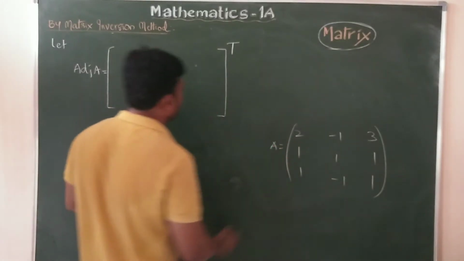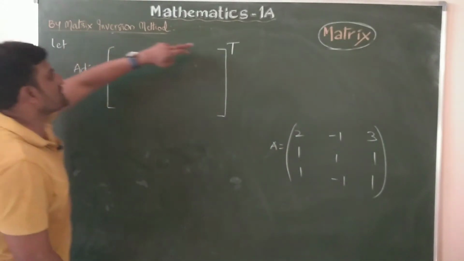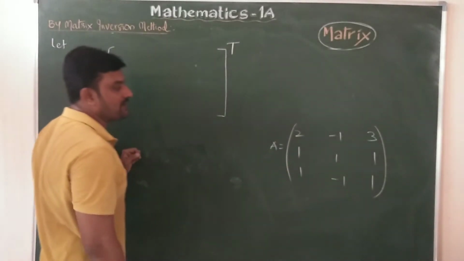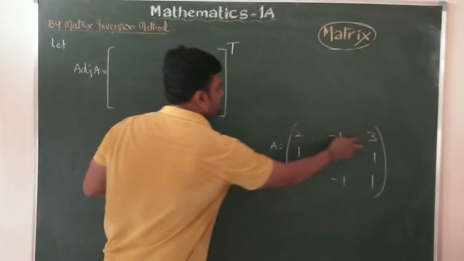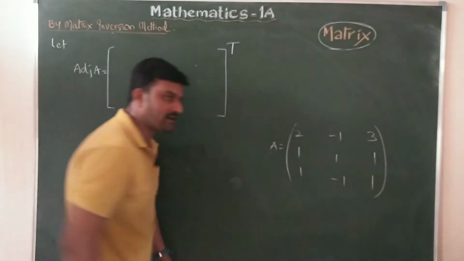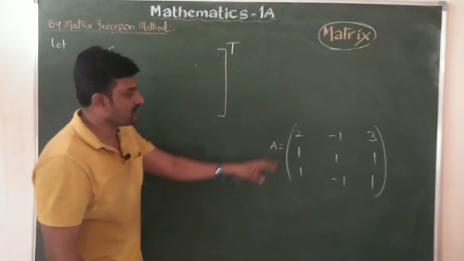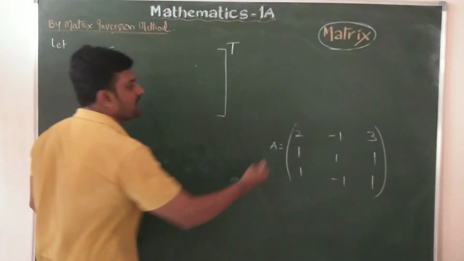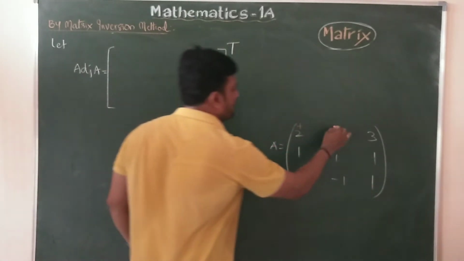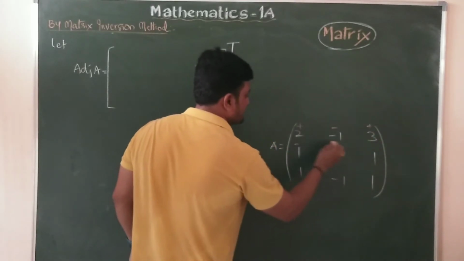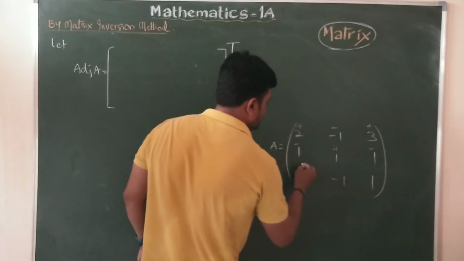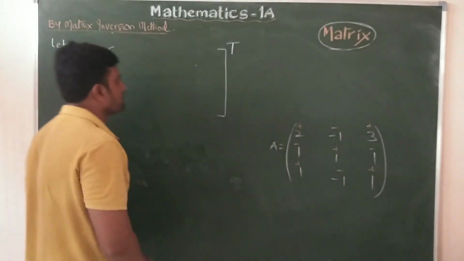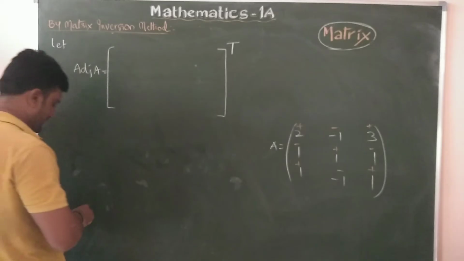Now here the cofactors: the transpose of the matrix which is obtained by replacing the elements. These elements are replaced by what? By their cofactors only. Yes or no? Now the cofactor of 2 is determinant of 1 1, minus 1 1. But here plus, minus, plus, then minus, plus, minus, plus, minus, plus. Signs are alternate.